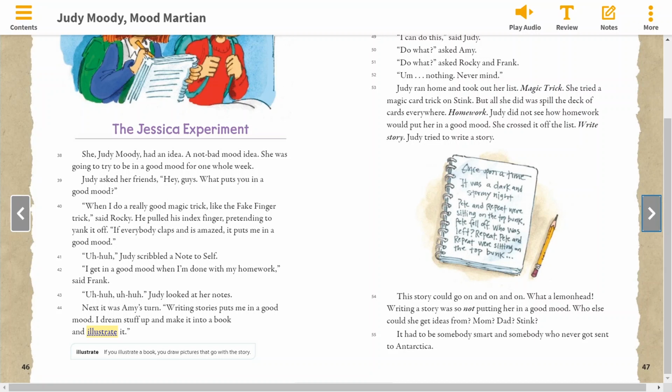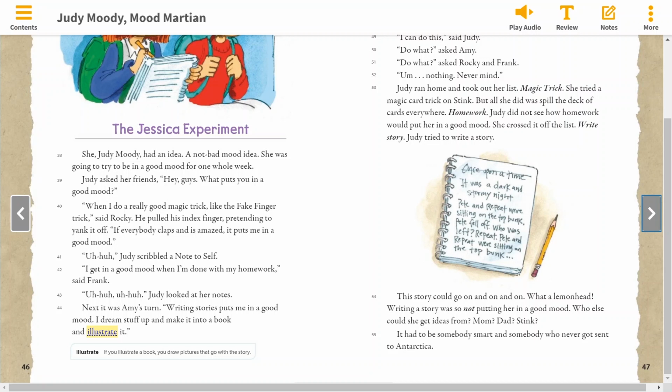Judy asked her friends, "Hey guys, what puts you in a good mood?" "When I do a really good magic trick, like the fake finger trick," said Rocky. He pulled his index finger, pretending to yank it off. "If everybody claps and is amazed, it puts me in a good mood." "Uh-huh." Judy scribbled a note to herself. "I get in a good mood when I'm done with my homework," said Frank. "Uh-huh." Judy looked at her notes.